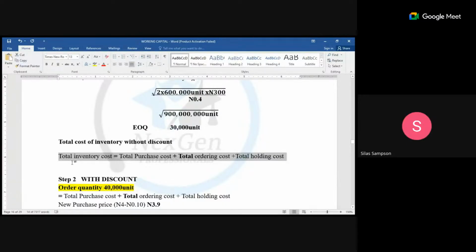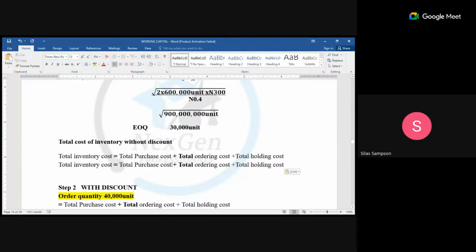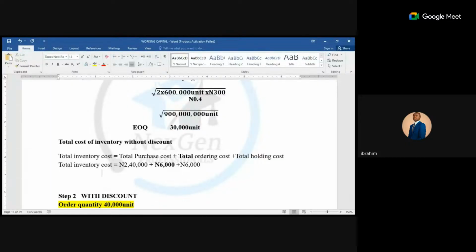Do you remember? 2.4 million for purchase cost. Then ordering cost and holding. 2.4 million. Yes. So what do you have for ordering costs? 6,000. What do you have here? 6,000 too. So what will be the total? 2.412 million. So will you advise the management to take without or with discount?